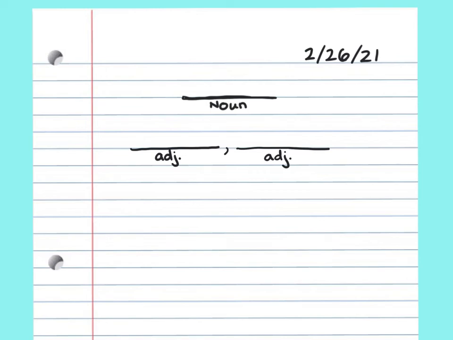Then skip a couple lines and draw 3 lines like this and put commas in between. You can label this VB. What do you think that stands for? Verb. Now remember, your verbs have to end in ing. So pause the video. Think about 3 ing verbs that remind you of your noun.